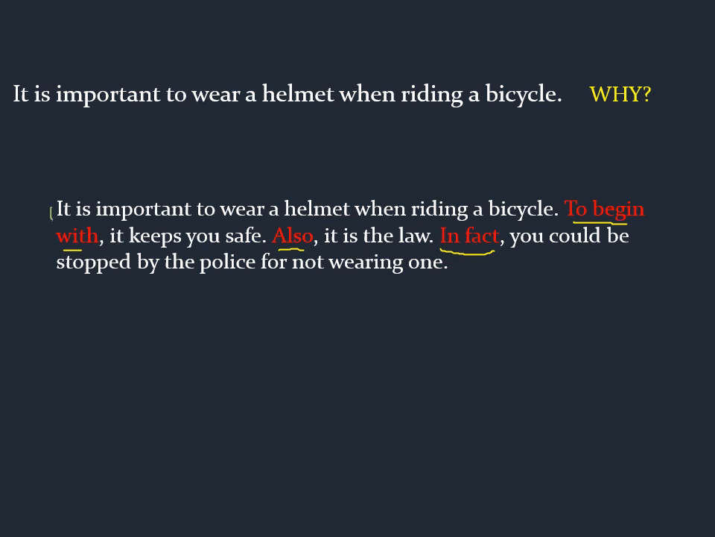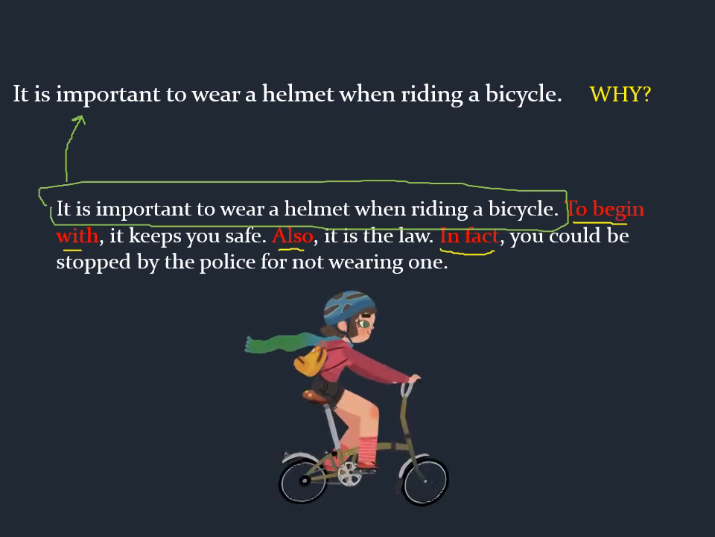The first sentence is okay. That's the one that we had up here. But by itself, it just isn't enough. So I need you to elaborate and use words to make your sentences longer and to make us get more information from what you're saying. And by the way, it is true. You really should wear a helmet when riding your bicycle.